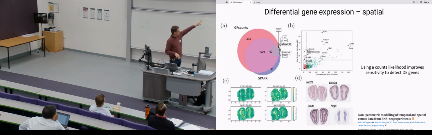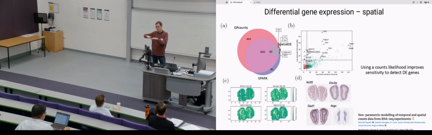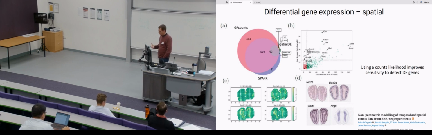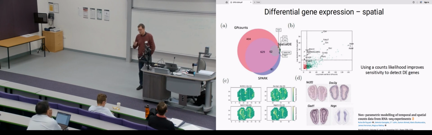And on the right is some imaging from the same kind of serial view of the data, but independent data to validate that there's really some spatial structure there. So it's a really simple use of Gaussian processes, but quite powerful.